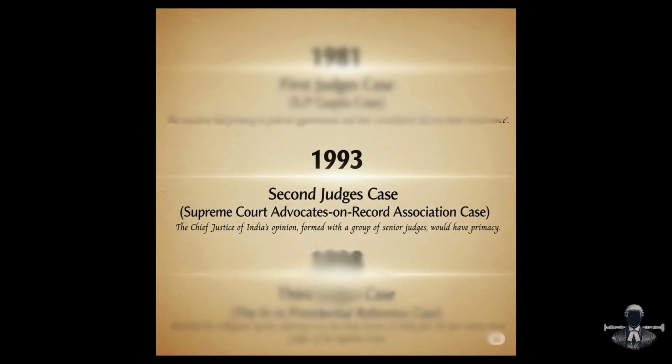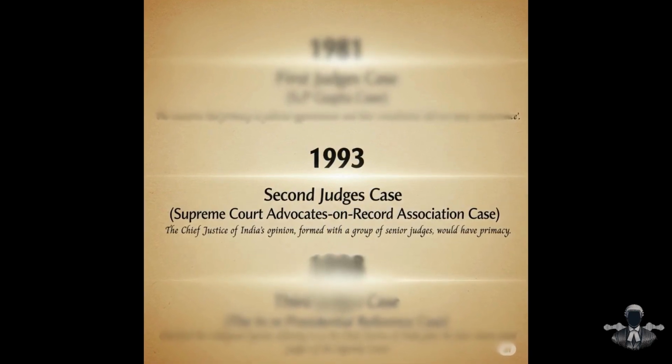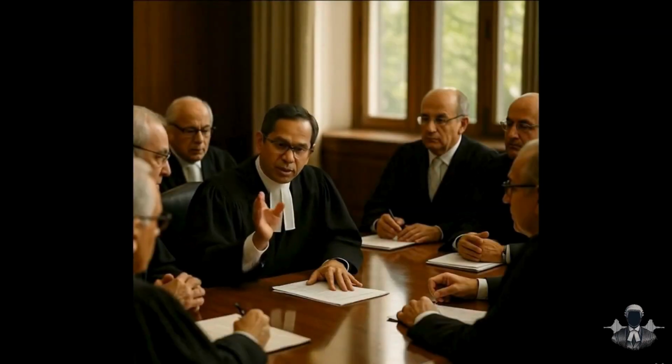The S.P. Gupta case, known as the first judges case, held that the executive had primacy in judicial appointments, and that consultation did not mean concurrence. Supreme Court Advocates on Record Association case, also known as the second judges case, overturned this, establishing that the Chief Justice of India's opinion, formed with a group of senior judges, would have primacy.